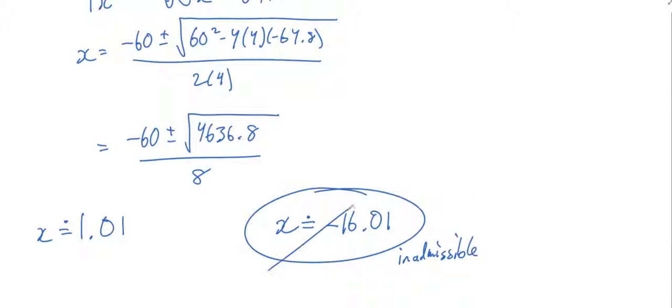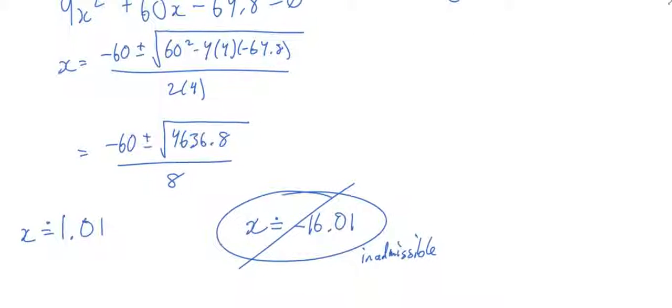By the way, you have to say that. You have to say that. Cross it out lightly and say it's inadmissible as part of your solution. Otherwise, it looks like one solution just kind of disappeared. And this question says, what are the dimensions? So we aren't done yet. We still have to find them, right?